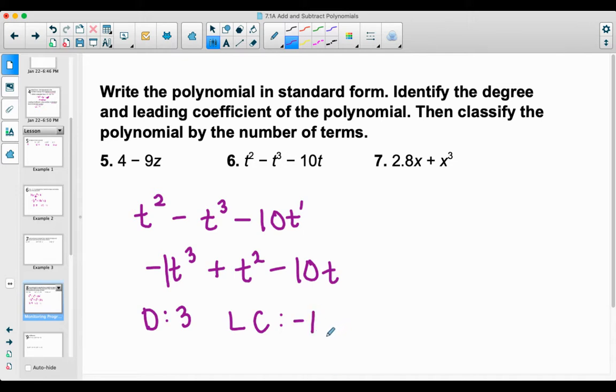And then classifying it by the number of terms. If you think here, we have one term here, one term here, and one term here. So that's 3 terms, which means that this is a trinomial.